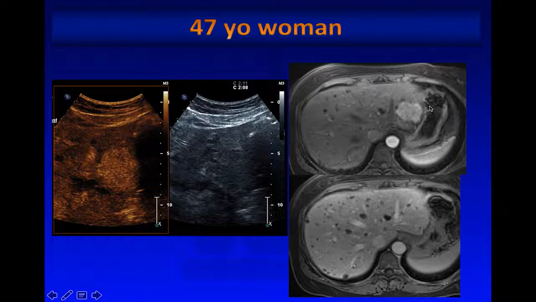And the patient had an MR, again showing the hyper-enhancing lesion in the arterial phase here. And then iso-enhancing to the rest of the liver in the portal venous phase. So this is an example of a focal nodular hyperplasia.